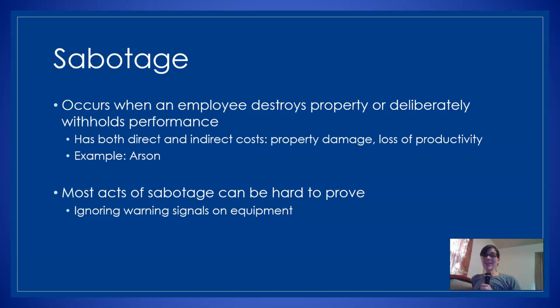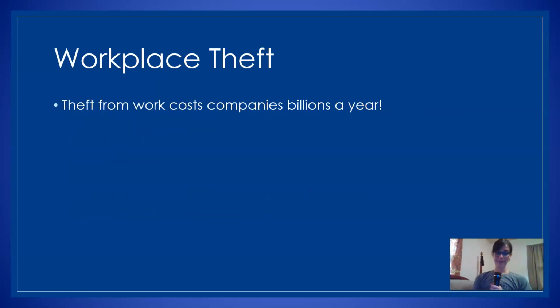Likewise, taking off a warning label on some equipment could be considered a form of sabotage, but it could also just be a case of the equipment was old and the label fell off. So sabotage can be really hard to prove because you could easily see something like this happening not because of a deliberate action, but because of gross negligence instead.